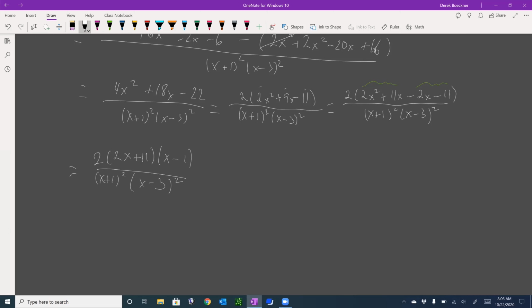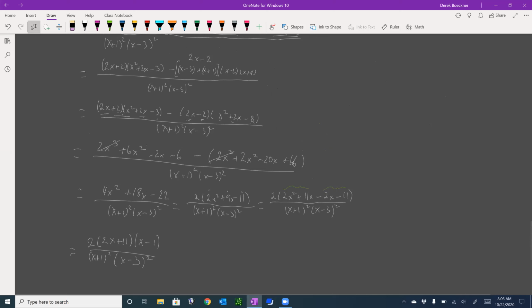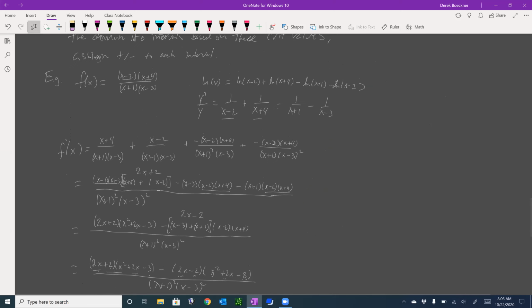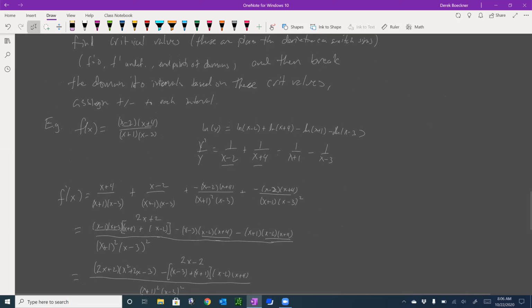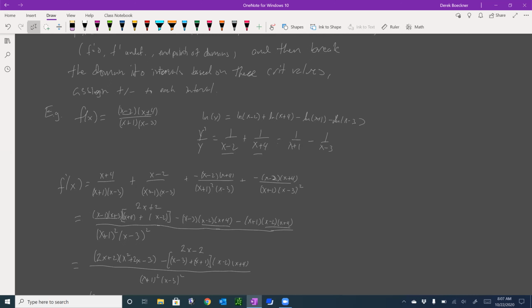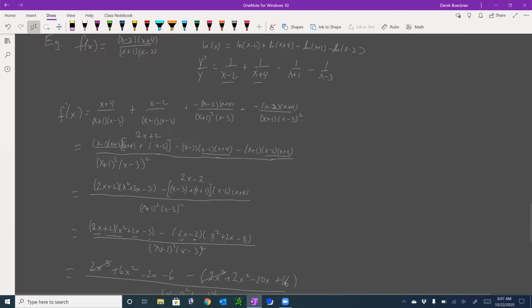This was my derivative, right? Let's maybe review what we were actually doing. We wanted to split the domain into intervals based on the critical values, and then we're going to assign a plus or a minus to each interval based on whether it's increasing or decreasing, determined by the derivative. We're all good with that? That's what we were planning on doing with this problem.